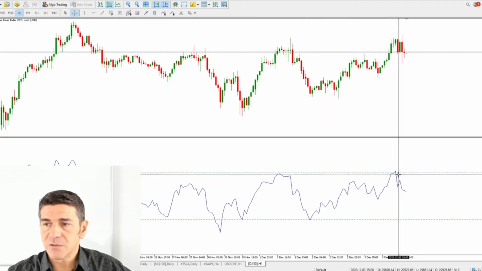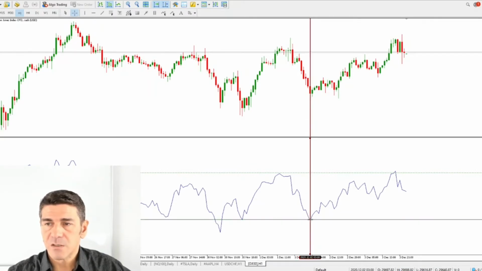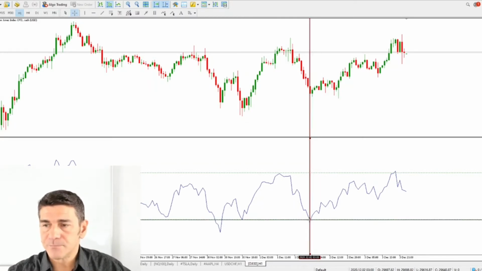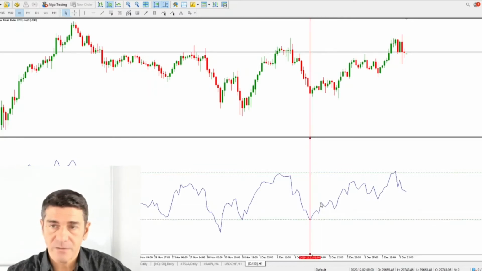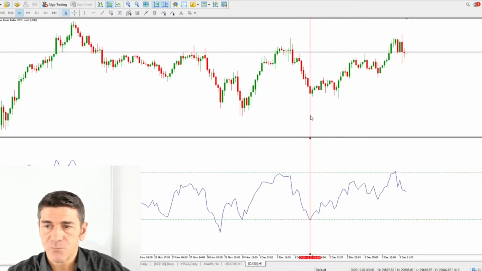Let's take a look at what we are talking about. For example, let's see here. At this moment, the RSI reached the level 30 and bounced back from there. We have here a buy signal, a potential buy signal.